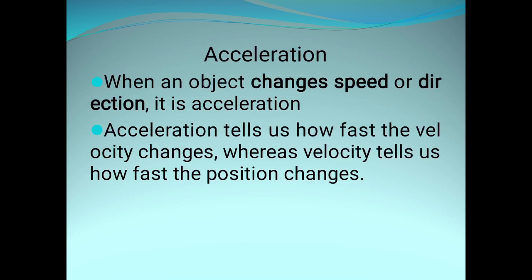Next one is acceleration. When an object changes speed or direction, it is called acceleration. So, change in speed or direction. Acceleration tells us how fast the velocity changes over a time period. Basically the unit for acceleration is meters per second square. The rate of change of velocity is called acceleration, whereas velocity tells us how fast the position changes. So these are the definitions of acceleration.